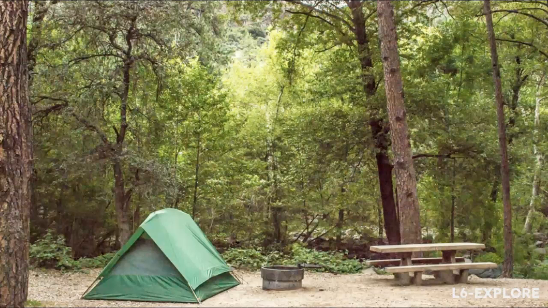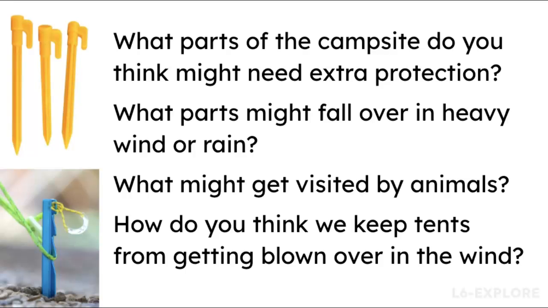For the Explore portion, you'll display an image of a campsite. You'll ask students what part of the campsite might need extra protection and how they can keep tents from blowing over in the wind. You'll draw a tent stake on the board and invite students to turn and talk about the part of a plant that a tent stake reminds them of.